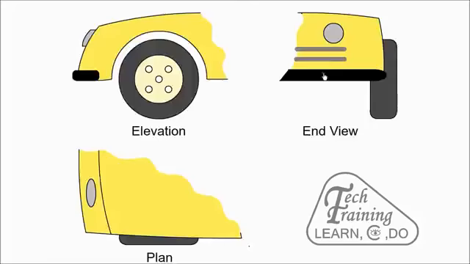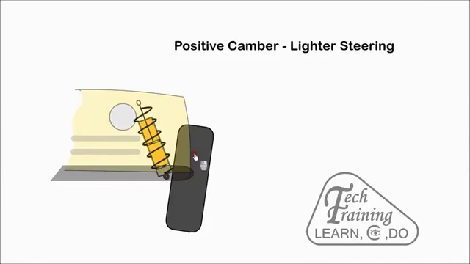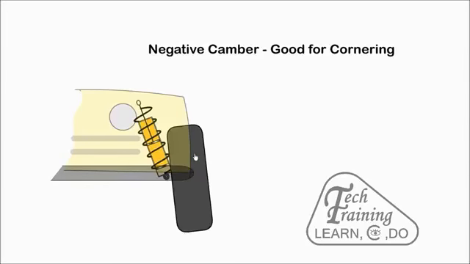When viewed from the front, the tilt of a wheel is called camber. If the wheels lean out at the top, it is called positive camber. With negative camber, the bottom of the tyre is further out than the top. This helps to improve cornering ability.